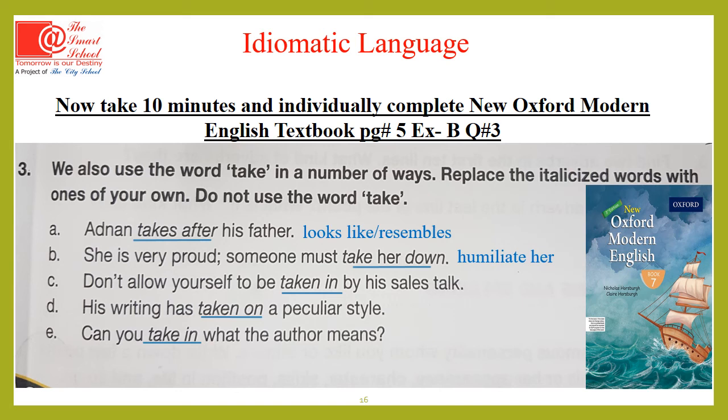Don't allow yourself to be taken in by his sales talk. Yes, don't allow yourself to be fooled or deceived by his sales talk. Good job. His writing has taken on a peculiar style. His writing has developed or acquired or adopted a peculiar style. Very good. Can you take in what the author means? Can you understand what the author means? Very good. Well done, guys. You have done a great job. Clapping for yourselves.